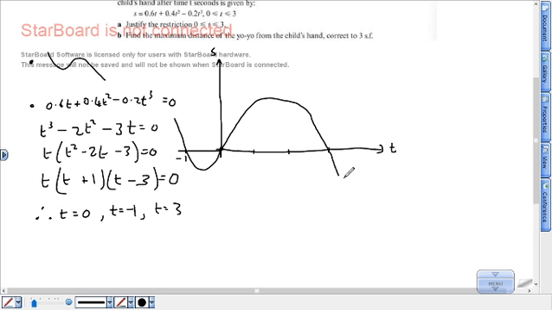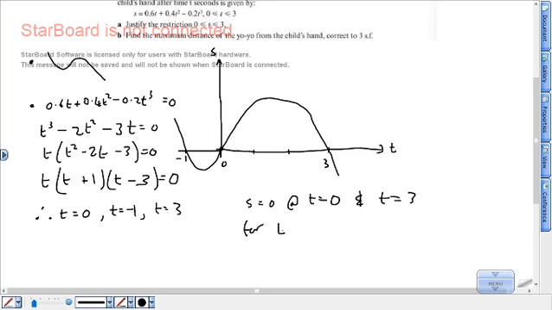It's a cubic, and we'll justify that that's 3, that's 0, and that it's only valid for 0 to 3. So we can say that s is equal to 0 at t equals 0 and t equals 3. We're not going to talk about negative time, because there's no such time as going back, so we're only looking at this section.